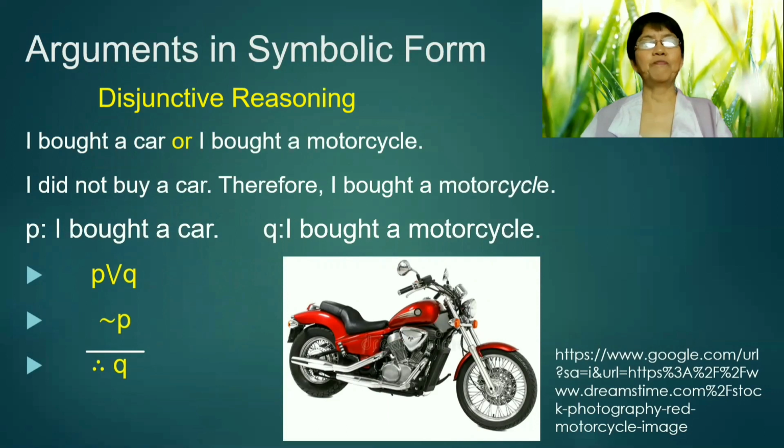Disjunctive reasoning. I bought a car or I bought a motorcycle. I did not buy a car, therefore I bought a motorcycle. So P is I bought a car. Q is I bought a motorcycle. So we have P or Q. Since you can choose between P or Q, if not P, then you still have a choice. Therefore, Q.